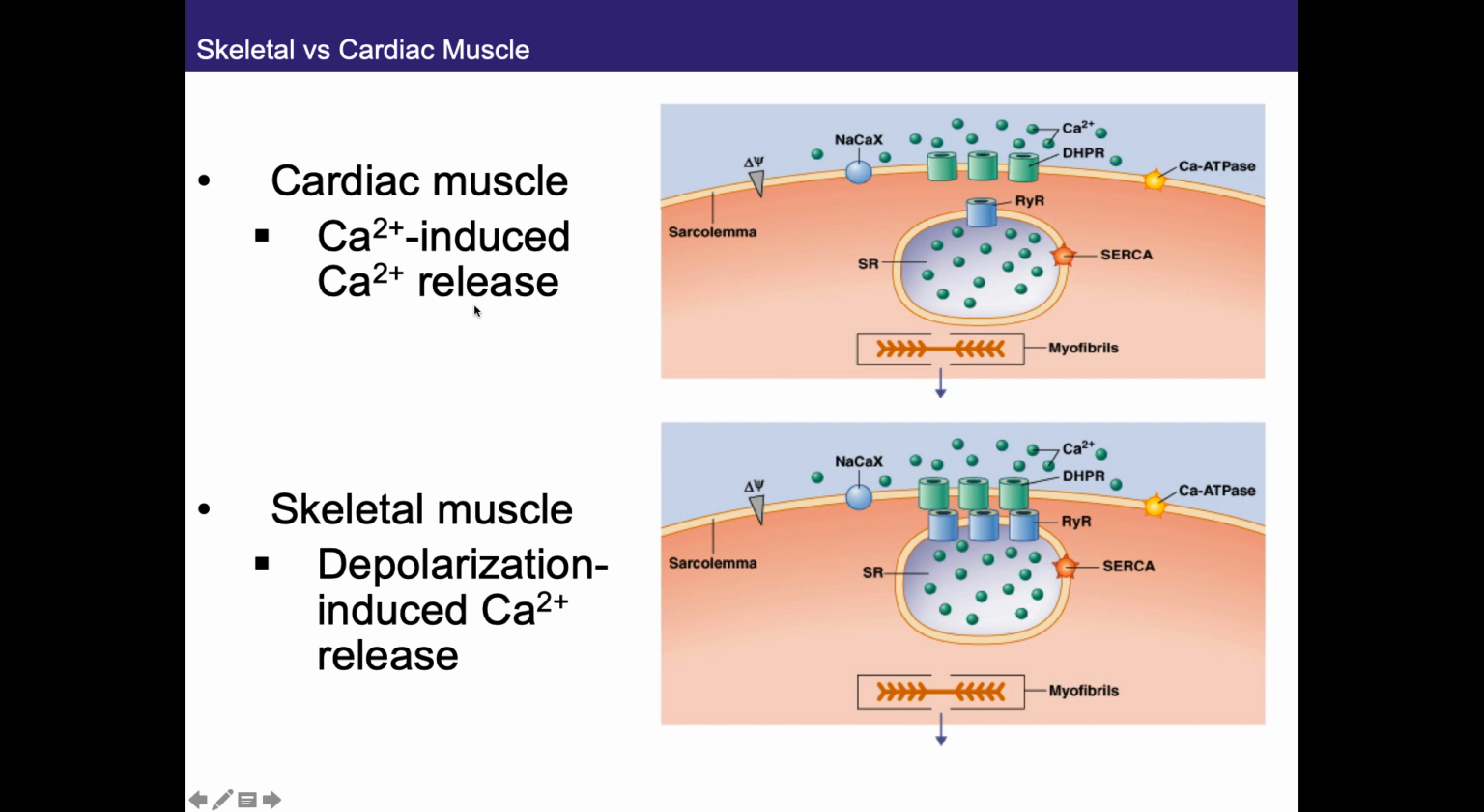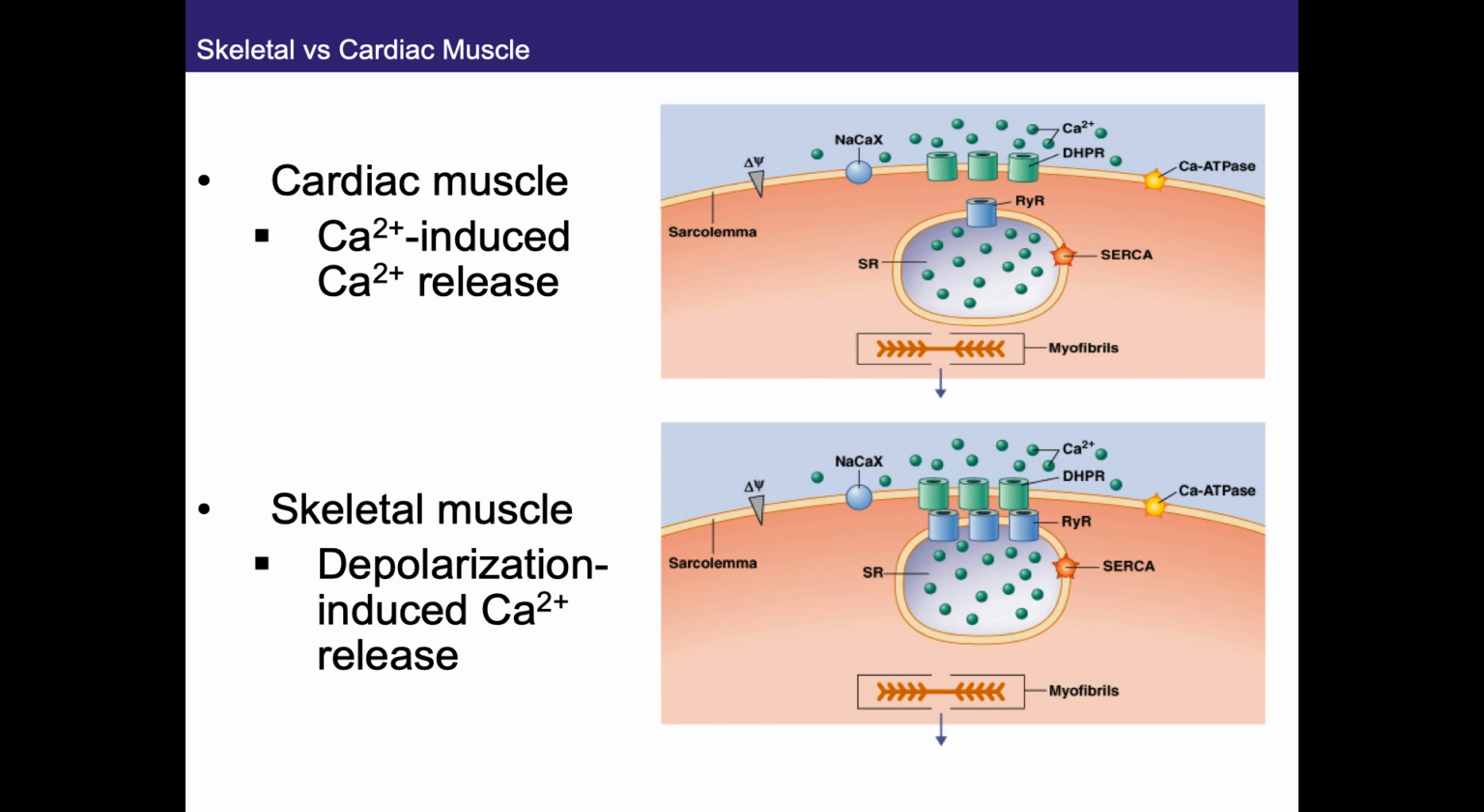Different from skeletal muscle, remember, the dihydropyridine receptors are not conducting calcium. They actually are physically interacting with the ryanodine receptors, which opens them and then allows for calcium to flood into the intracellular space. Depolarization-induced calcium release. They're mechanically coupled.